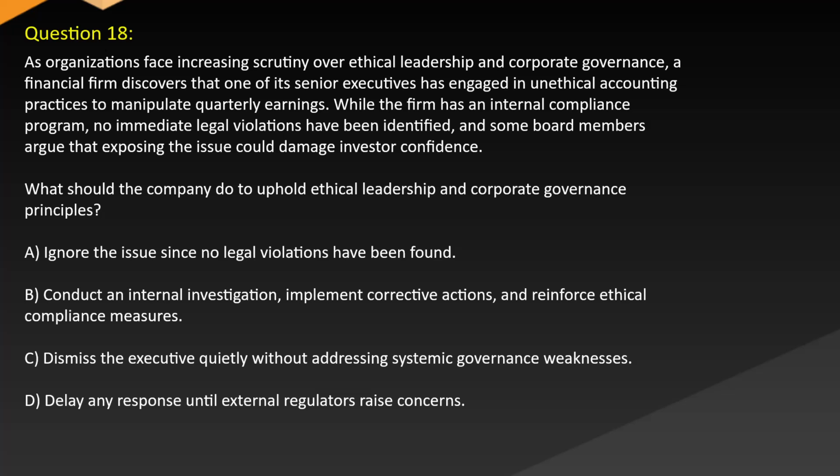A. Ignore the issue since no legal violations have been found. B. Conduct an internal investigation, implement corrective actions, and reinforce ethical compliance measures. C. Dismiss the executive quietly without addressing systemic governance weaknesses. D. Delay any response until external regulators raise concerns.